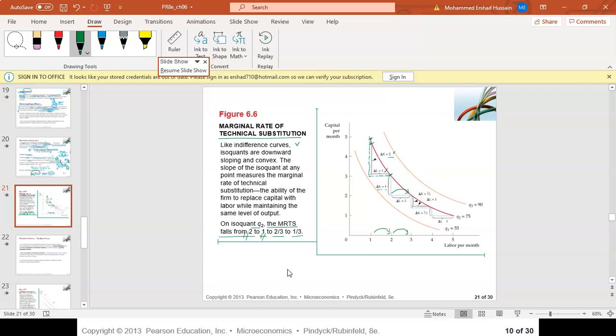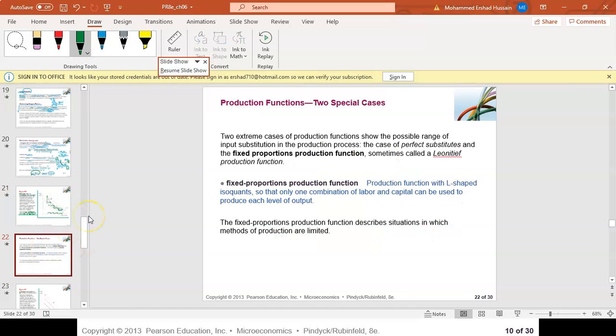We explain now the next one. When we go from 3 to 4, the decrease in capital is 2/3. And then when we go from 4 to 5, labor change is still 1, but the change in capital is 1/3. So that is the Q2 level of output.